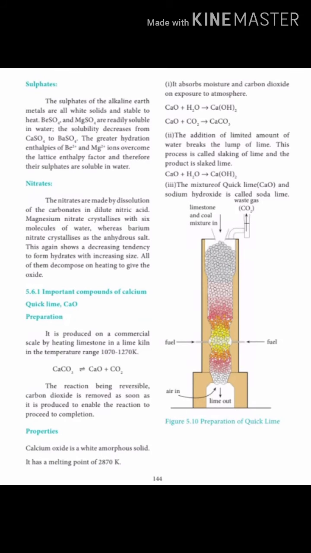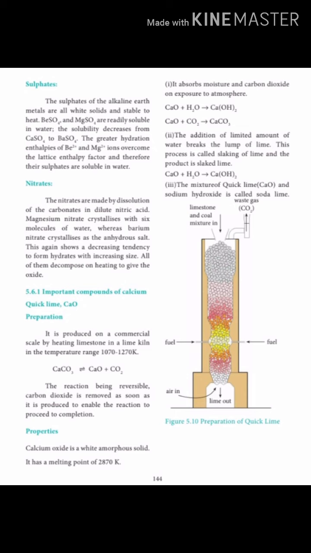Good morning everyone. Today's video is the fifth lesson, alkali and alkaline earth metals. Now we will discuss the topic important compounds of calcium: quicklime, calcium oxide. First, preparation. It is produced on a commercial scale by heating limestone in a lime kiln in the temperature range 1070 to 1270 Kelvin.